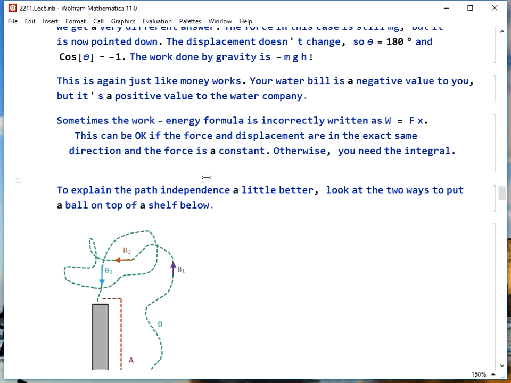You'll sometimes see the work energy formula written as work equals force times displacement. This is only exactly true if force and displacement are in the same direction and the force is a constant. Otherwise, you need the integral.